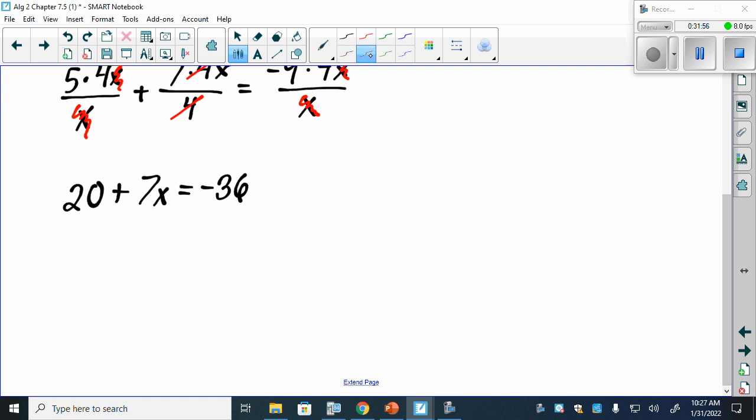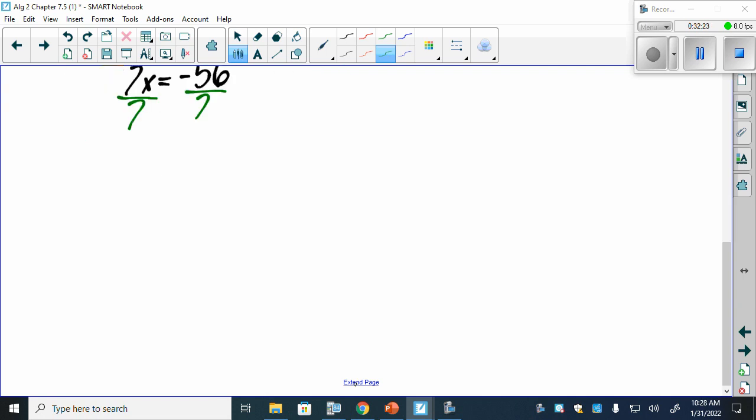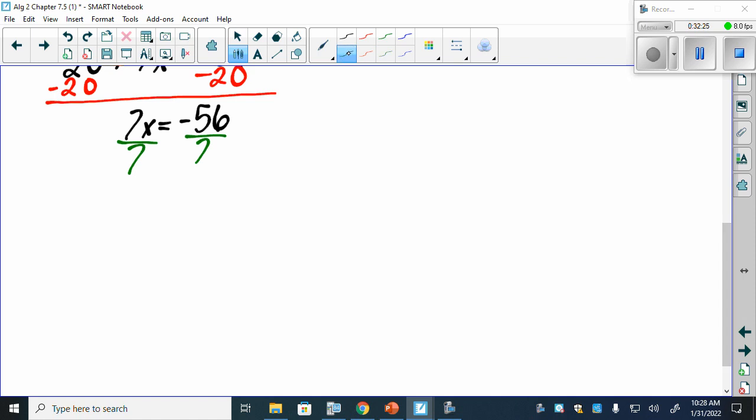Well, now we need to get x by itself, so we can do that by subtracting 20 from both sides. And this here will tell us that 7x is equal to negative 56. And lastly, we would divide by 7, which tells us x is negative 8. And that's it.